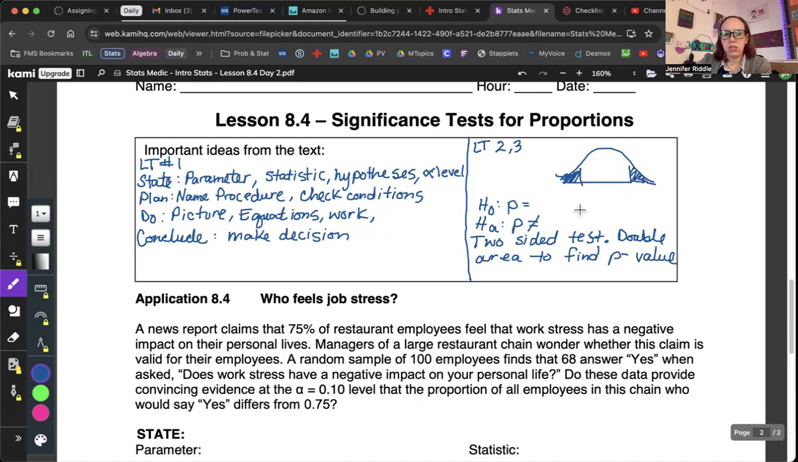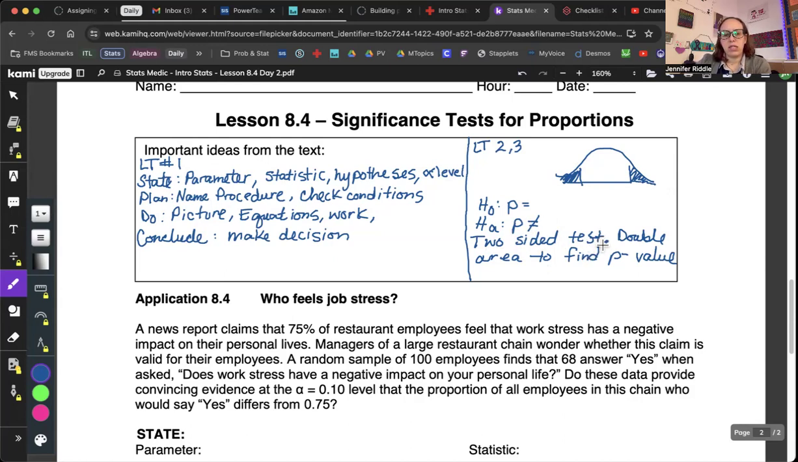And what that looks like is in your hypotheses, HA is going to be not equal to. And one of the keywords that you want to look for in the problem is that it differs from the claim. So if you see the word differs, that's how you know you should be using not equal to. We call this a two-sided test or a two-tailed test.